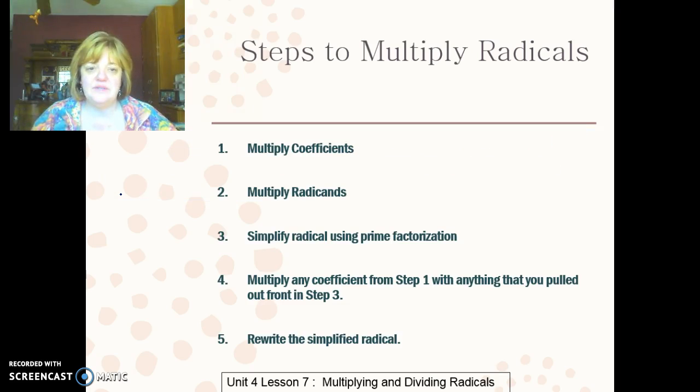But here are the steps, and this is a slide that you're going to want to save. First multiply your coefficients, then multiply your radicands. Then we need to simplify, just like we were doing in the earlier lessons. Use prime factorization and maybe work smarter, not harder, that little shortcut I showed you in the last video clip. When you're done, if you end up with another number out in front with the coefficient, you need to multiply anything that you pull out from under the radical sign, and then completely simplify the radical.